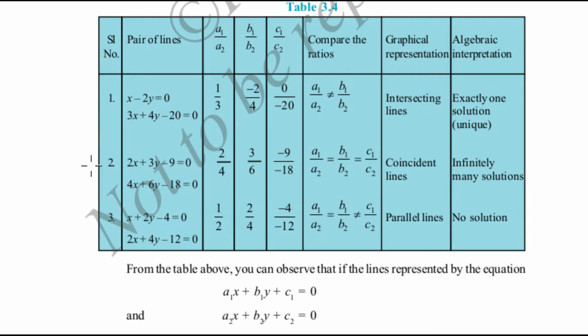In example 2, that is the example of pencil and eraser, take the ratios of the constants. Now compare whether a1 by a2 is equal to b1 by b2 is equal to c1 by c2. If this condition is satisfied, then the lines are coincident. They are overlapping with each other. Consequently, we will have infinitely many solutions. Finally, in case of example 3, we will check the condition. If a1 by a2 is equal to b1 by b2 is not equal to c1 by c2, then the lines are parallel. We don't have a solution for this.